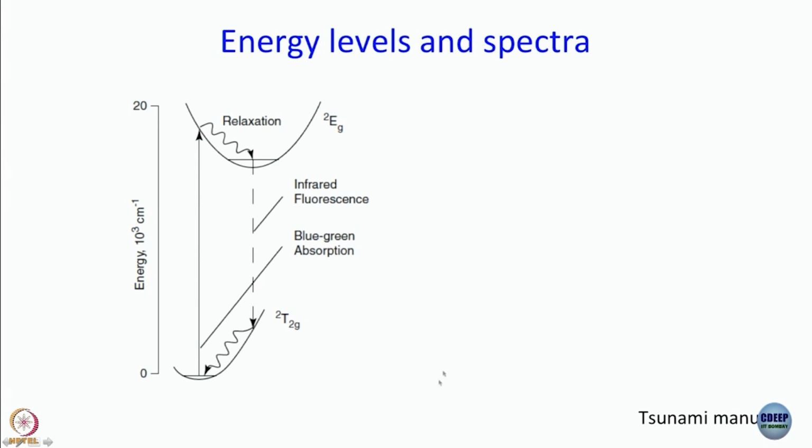There can be other depictions of the energy levels, but this is one that is there in tsunami manual, and this is what describes the system fairly well. Ground state is a doublet T2G, excited state is a doublet EG. Okay. And when you excite, I am going to show you the spectra. You excite at say 530 nanometer or so, you can excite there.